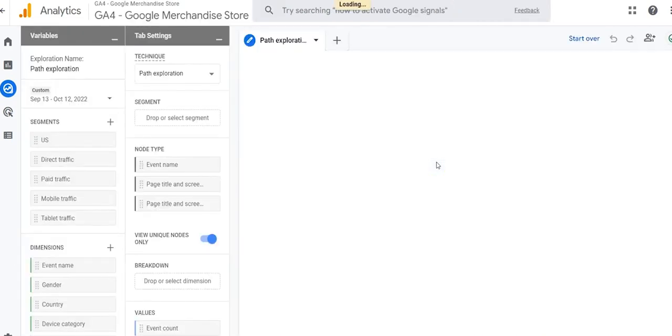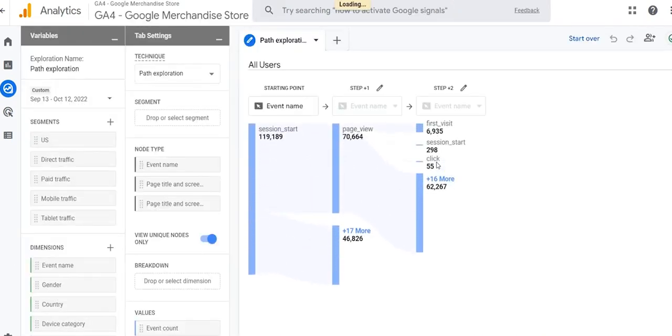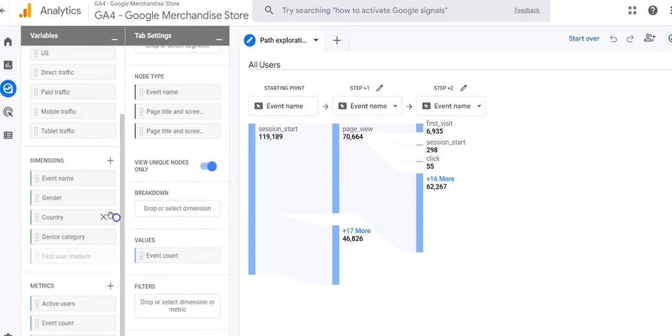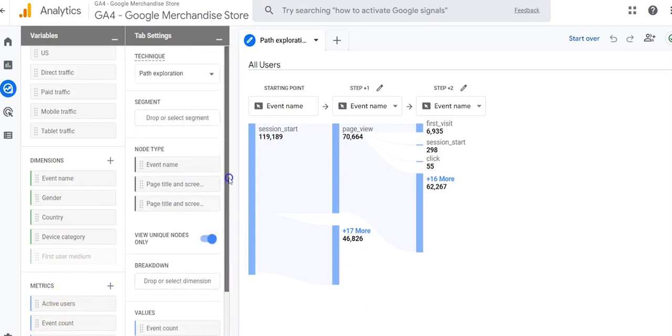Now, what you'll see as this begins to load is, on the left-hand side, we have a whole set of variables and tab settings that we can look at. We can identify our time frame that we want to look at. We can identify the segments that we want to look at and think about, so what we want to show up in our path exploration. We can also identify our dimensions, anything that Google is tracking. We can also look at metrics. We have a set of things that we can do.